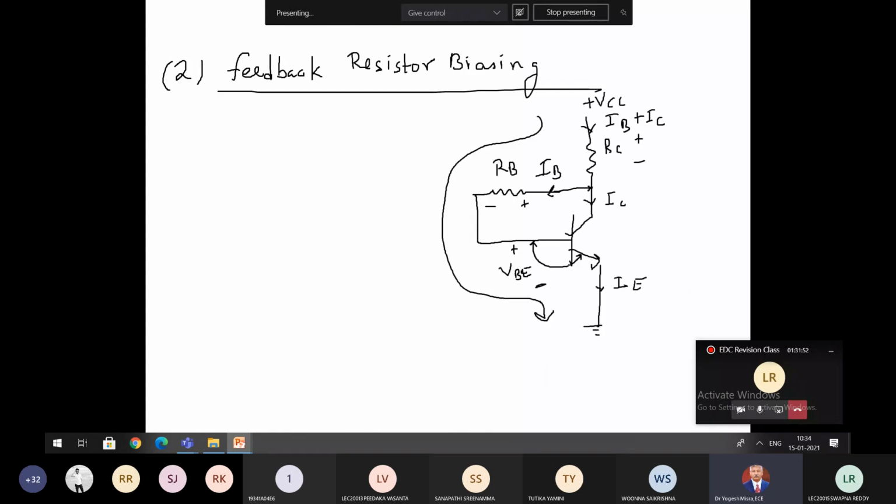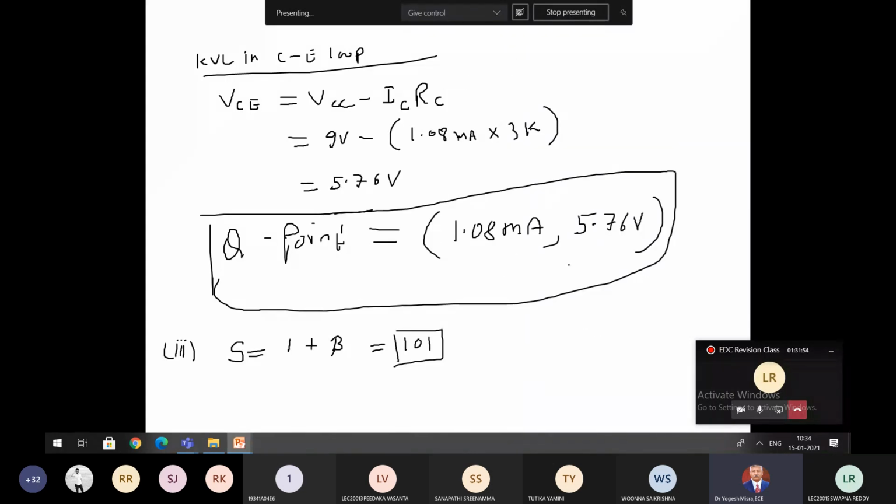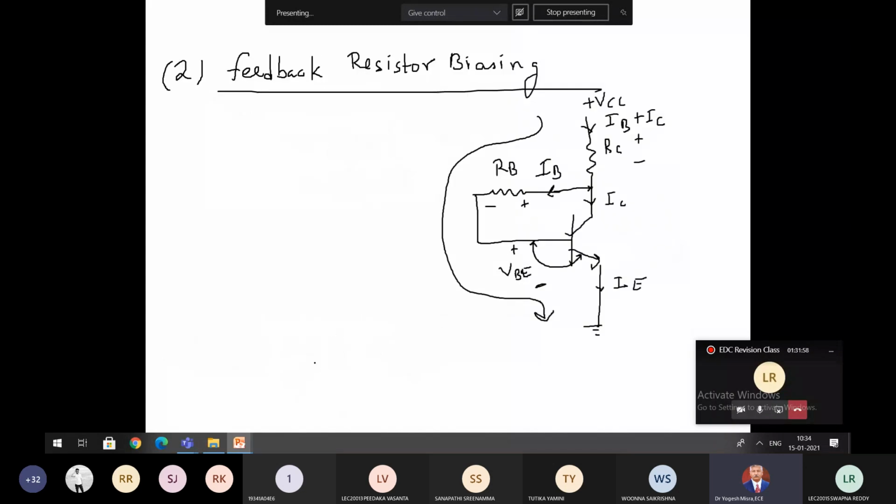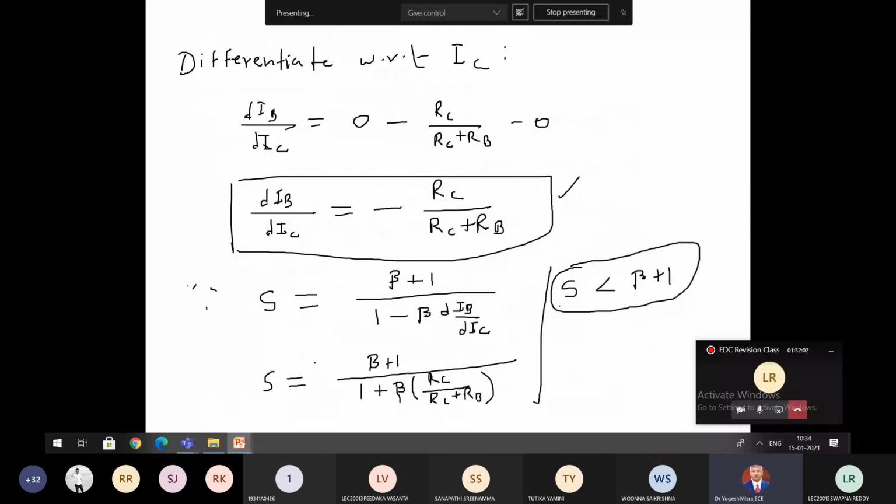Whereas in the case of fixed bias, the stability factor is 1 plus beta. So the stability factor in feedback resistor biasing is less than beta plus 1, meaning less than the fixed biasing circuit. So this will be better than the previous circuit because the value of S should be as low as possible, right? Okay, so I will stop here.